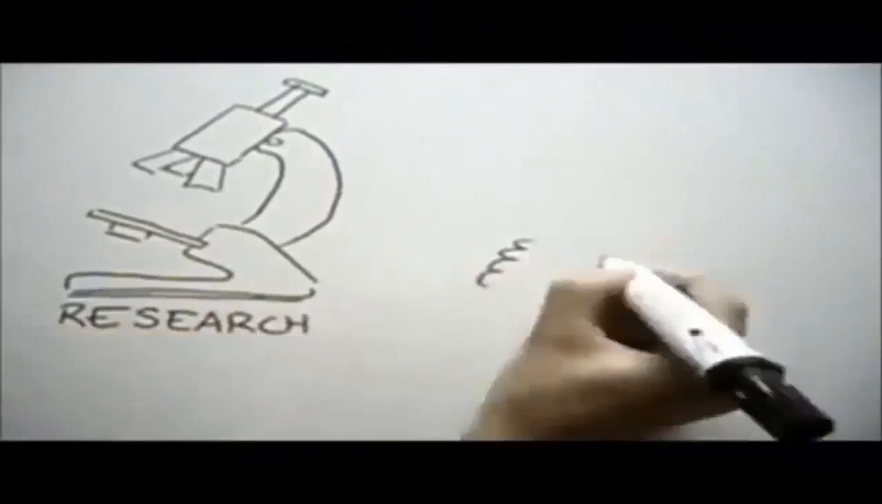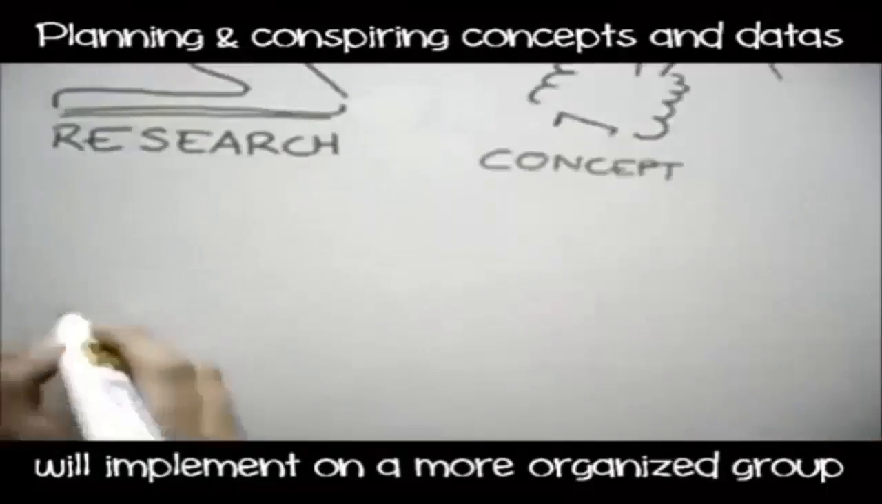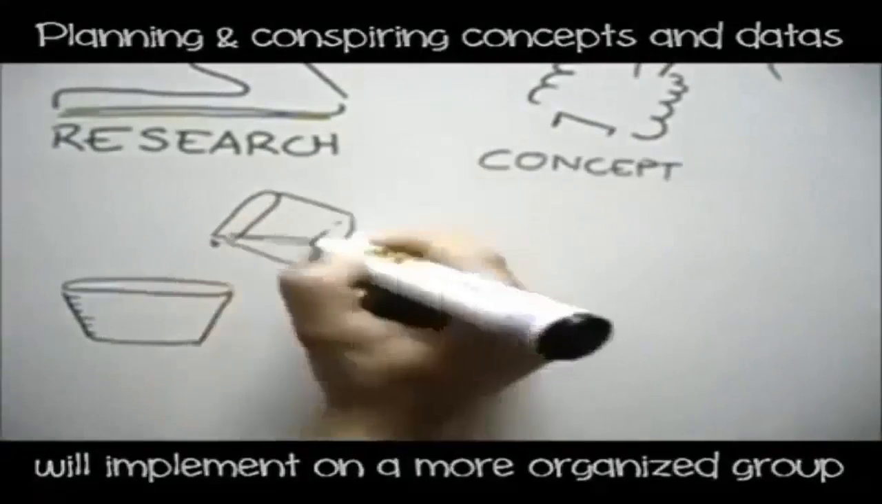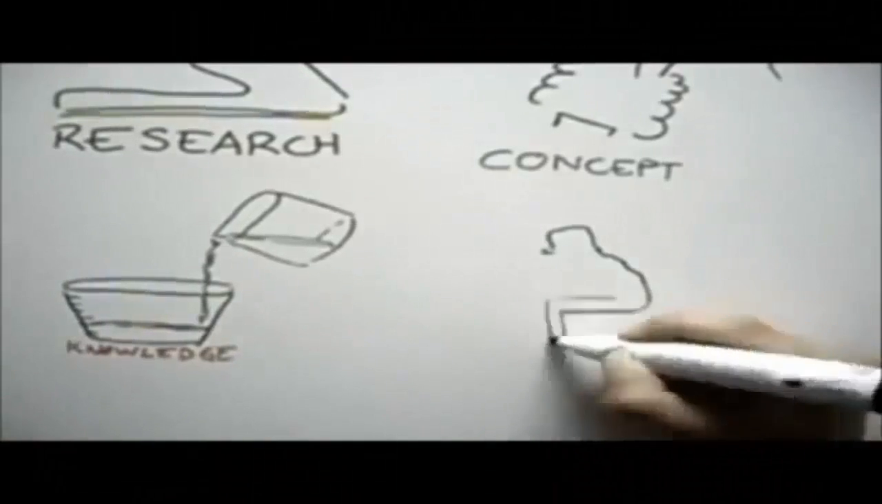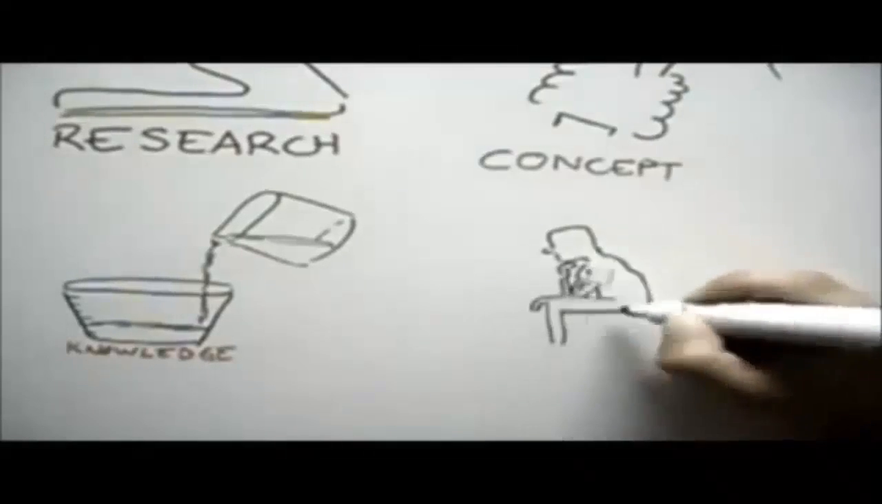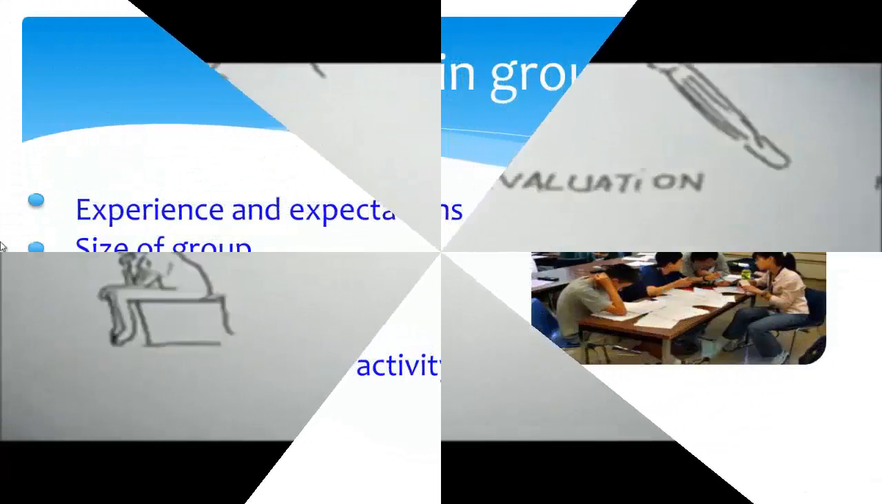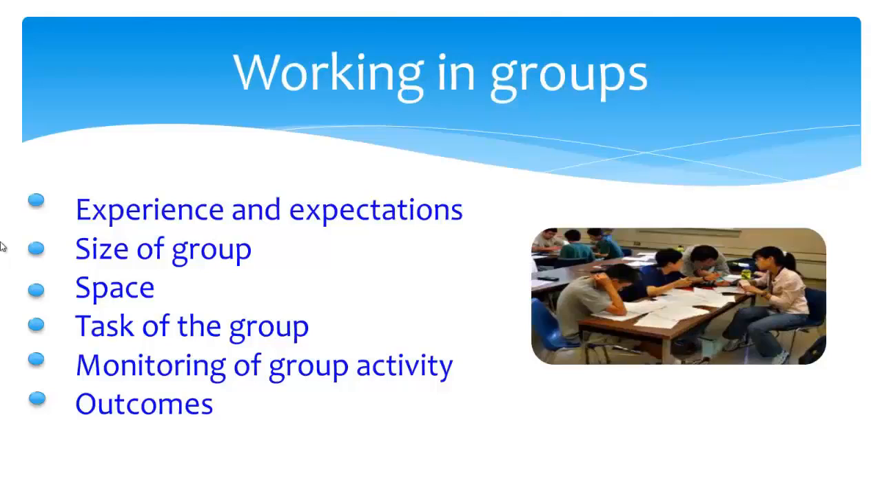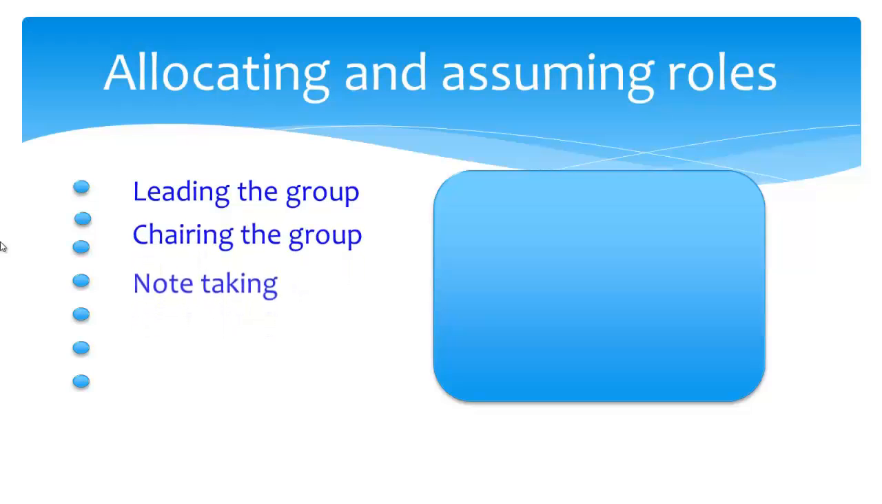The group activity must not be left unmonitored. It is very important that the teacher, after putting students in groups to work and assigning them a task, move from each group to the other, encouraging the students, helping them out, and ensuring that no one dominates the activities. So these 6 things must be considered: experience and expectations, size of group, space, task of the group, monitoring of group activity, and outcomes. These are issues that need to be considered.